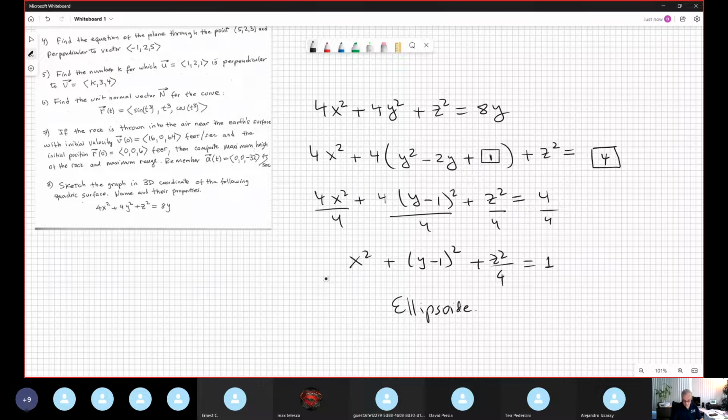And this ellipsoid is important, the center. The center of the ellipsoid is located at the point 0, 1, 0, no? Because the only variable that has translation is y.